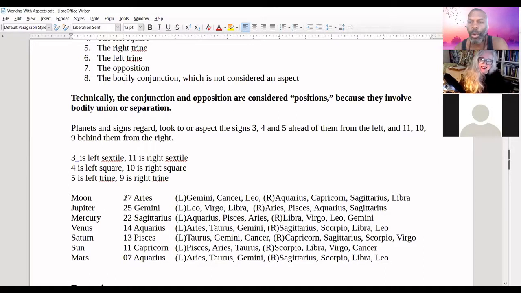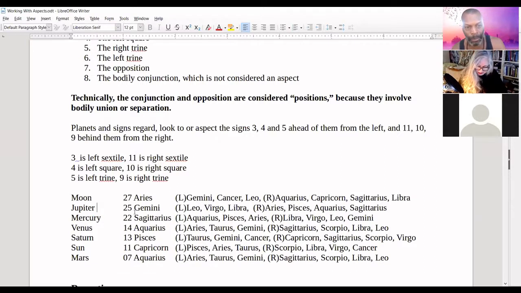So the moon at 27 Aries means that I would have to have another, slower planet at 28 or 29 or 30 degrees of Aries in order for the moon to be able to actually apply to it. And that's not what's going on, right? So we know that any aspect the moon is making to another planet is going to be separating.